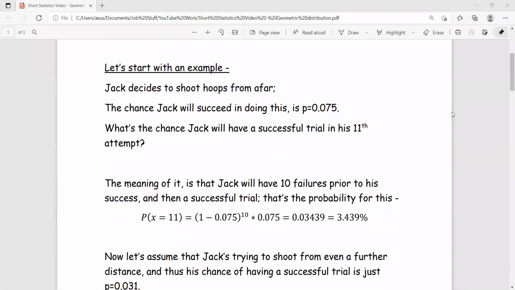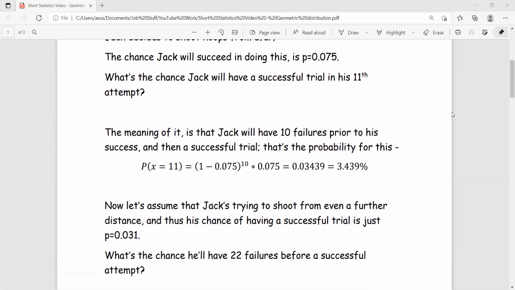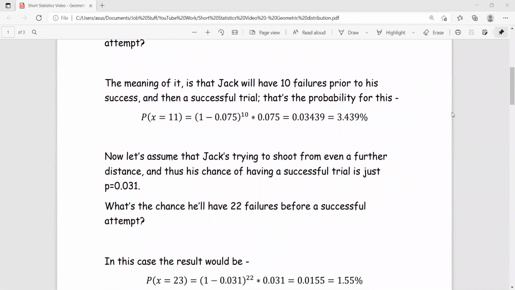Jack decides to shoot hoops from afar. The chance Jack will succeed in doing this is 7.5%. What's the chance Jack will have a successful trial in his 11th attempt? Well, the meaning of this is that Jack will have 10 failures prior to his success and then a successful trial. That's the probability for this.